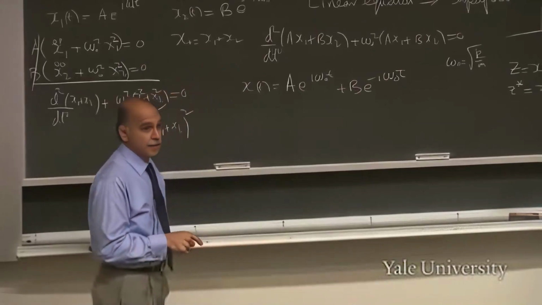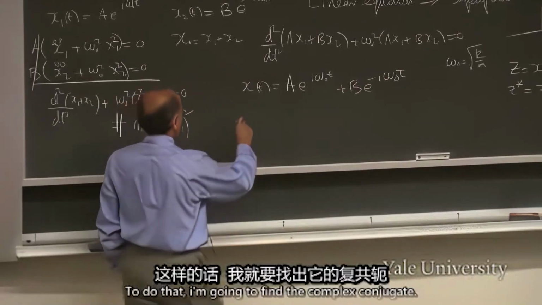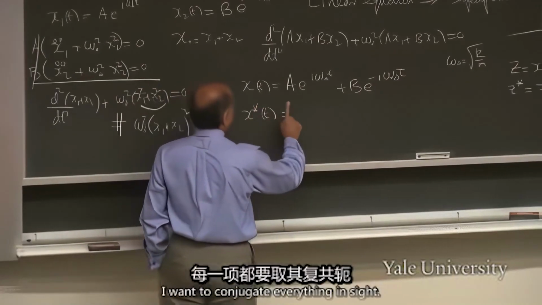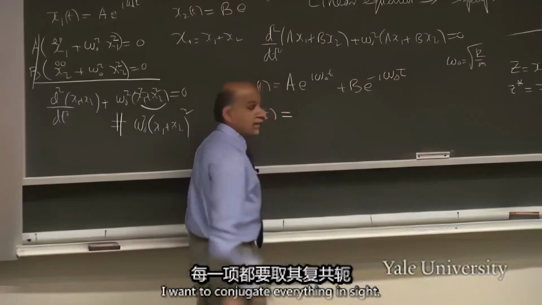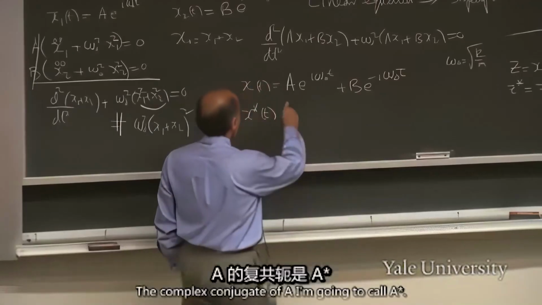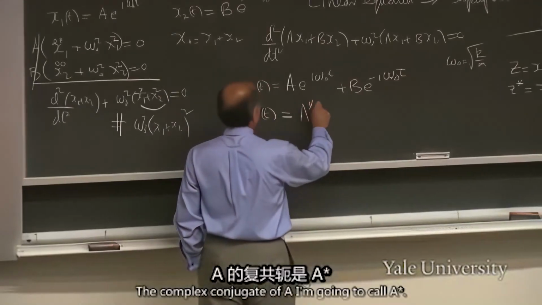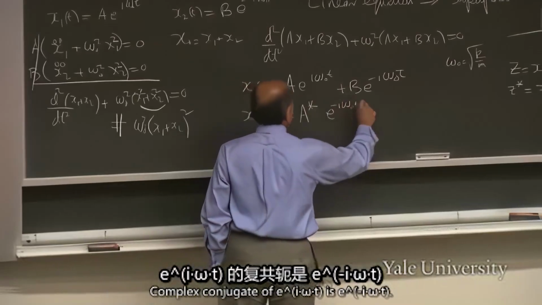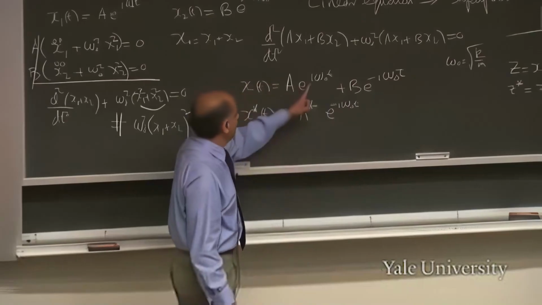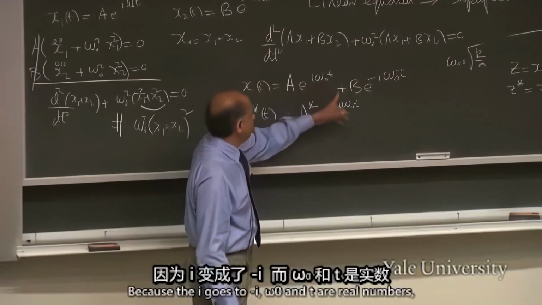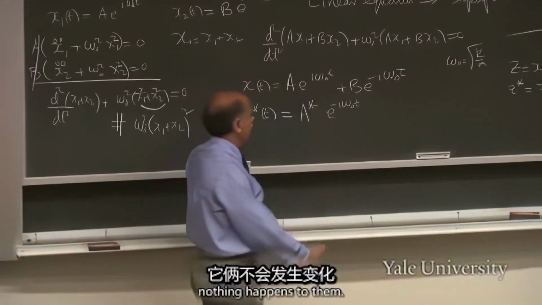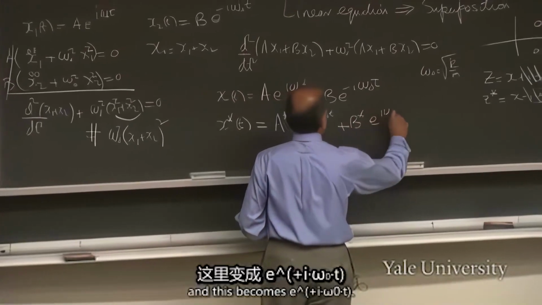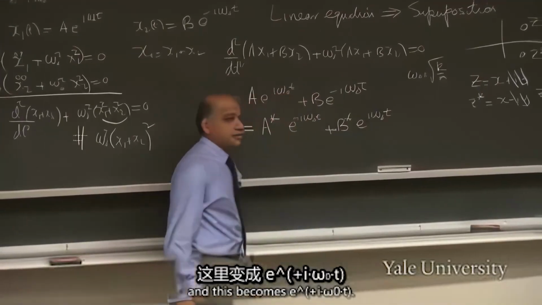So I'm going to demand that this solution, in addition to satisfying the basic equation, is also real. To do that, I'm going to find the complex conjugate, which is denoted by x star of t. Now you want to conjugate everything in sight. The complex conjugate of a, I'm going to call a star. The complex conjugate of e to the i omega 0 t is e to the minus i omega 0 t. Why? Because the i goes to minus i, and omega 0 and t are real numbers. Nothing happens to them. And b becomes b star, and this becomes e to the plus i omega 0 t.